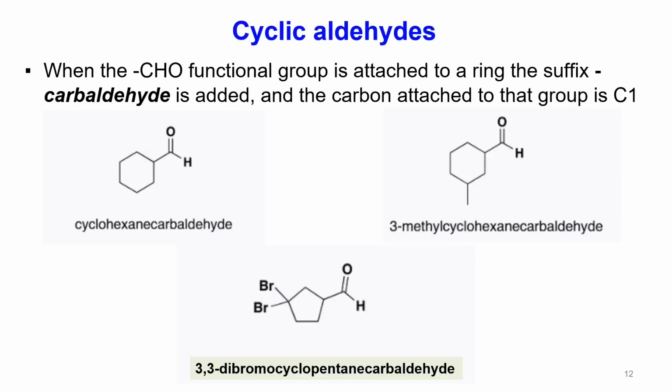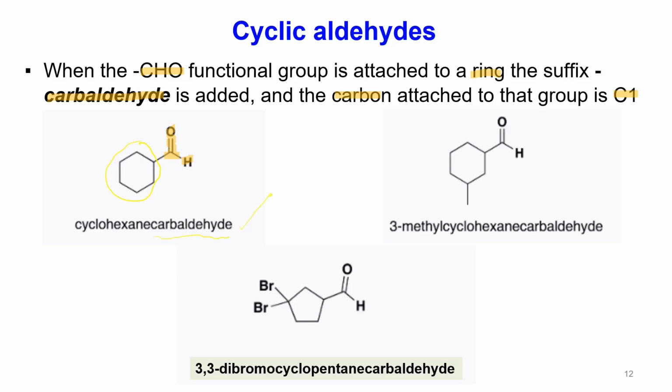Cyclic aldehydes. When the CHO functional group is attached to a ring, the suffix carbaldehyde is added, and the carbon attached to that group is carbon 1. According to the first structure given, we have the CHO functional group directly attached to cyclohexane. So the IUPAC name given is cyclohexane carbaldehyde.